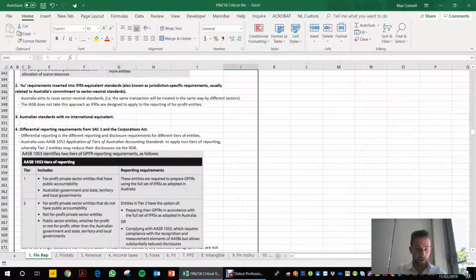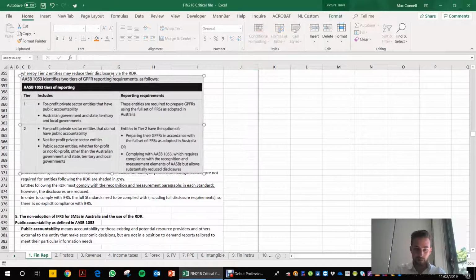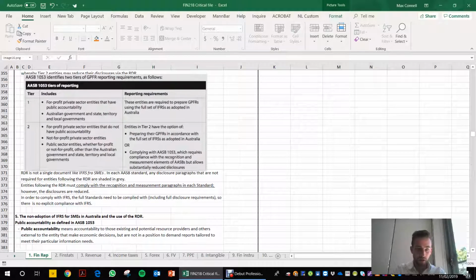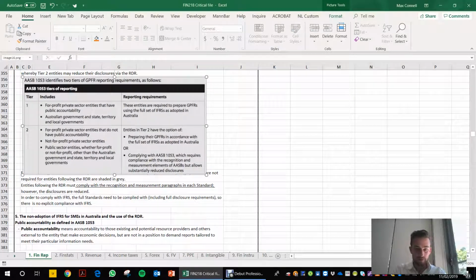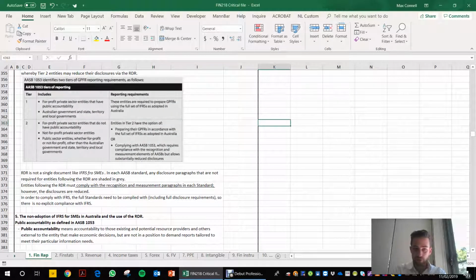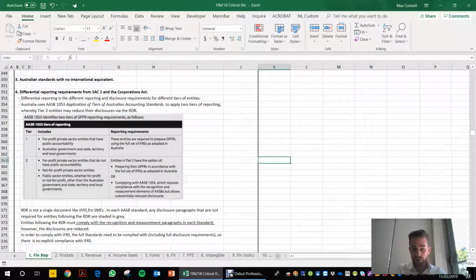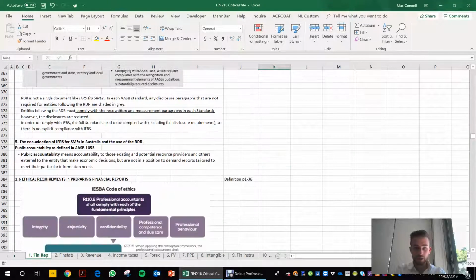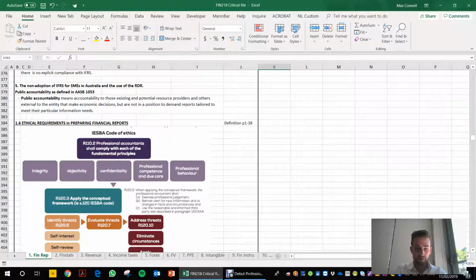So these aren't too useful. They don't really come up in exams too often. It's just talking about the difference between tiers of reporting, different tiers between general purpose. But again, it doesn't really come up in exams that often.